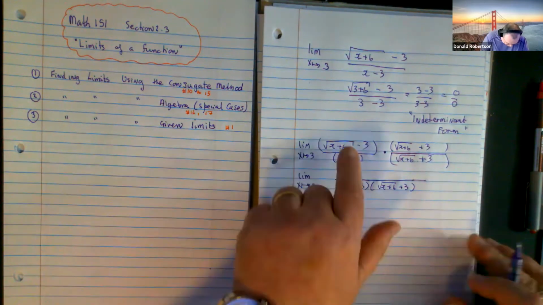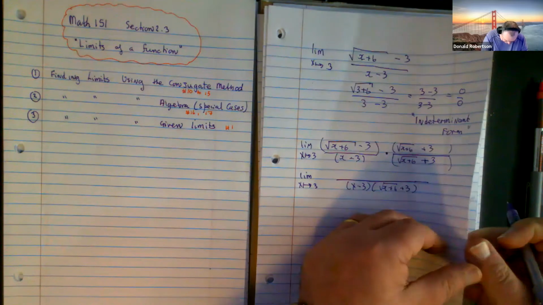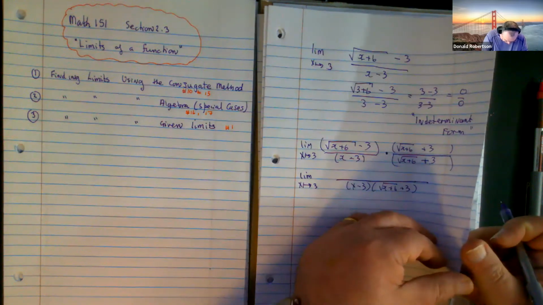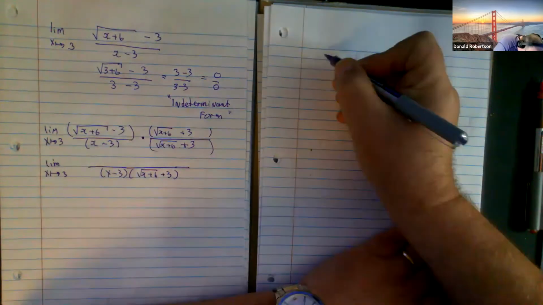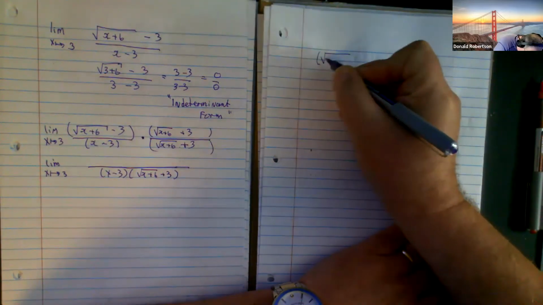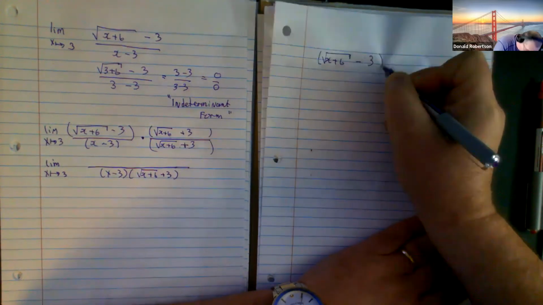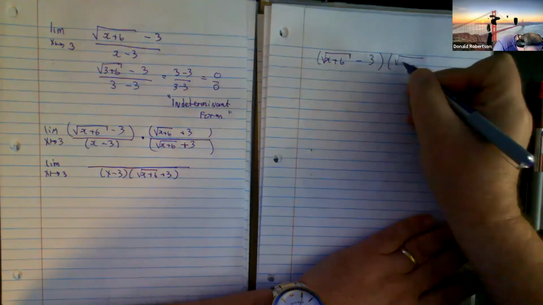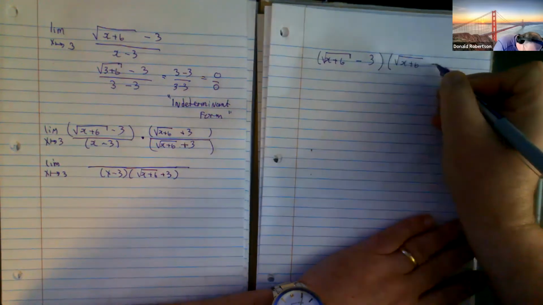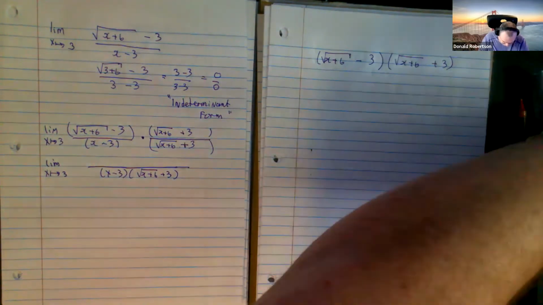On the other hand, the two top terms are going to get multiplied together using FOIL, and something real remarkable is going to happen. So I'm going to do that multiplication over here. So the top was the square root of x plus 6, take away 3, multiplied by the square root of x plus 6, add 3. And we're going to do FOIL.